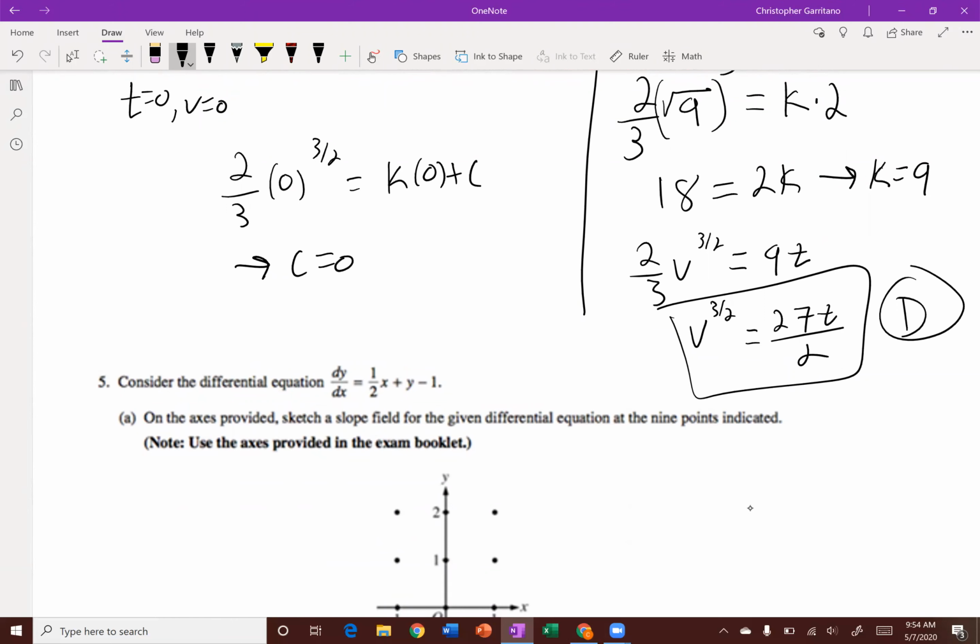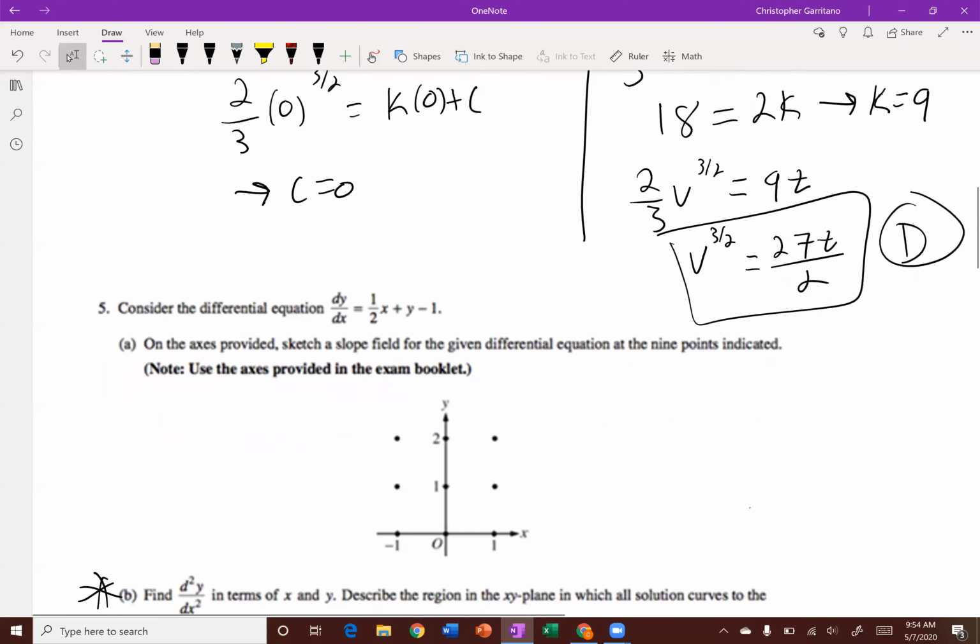All right, let's move on to the next problem. We have a differential equation. Remember what a differential equation tells us. It basically tells us the slope of the curve at any point x comma y. So that's why part A is kind of important. It sort of grounds you into the understanding of what we are given. We're given a slope formula, basically.